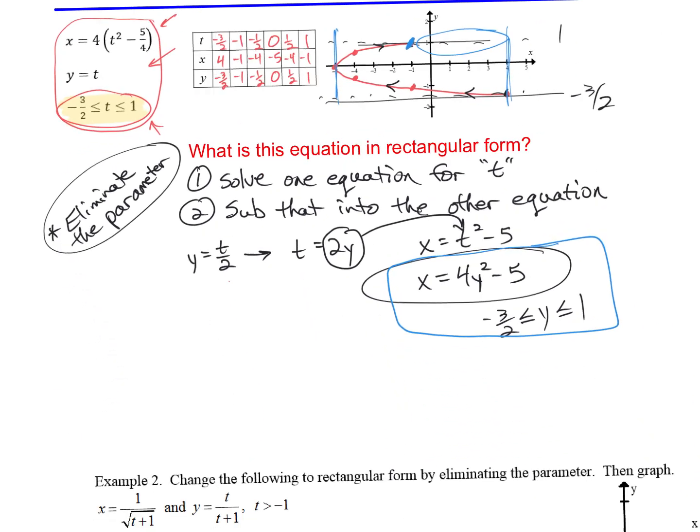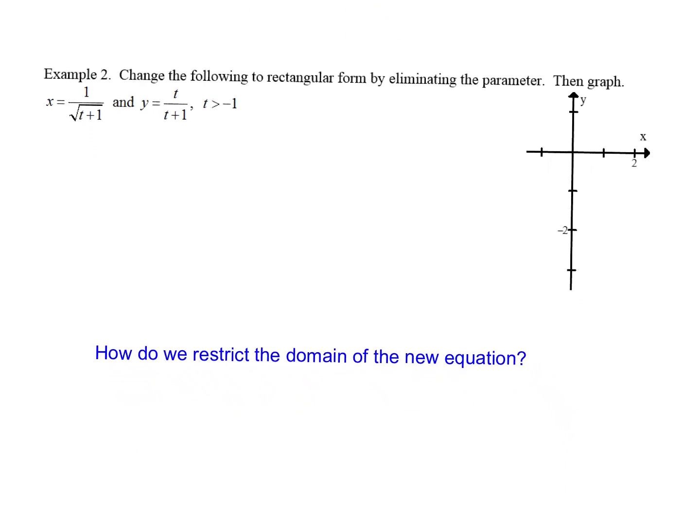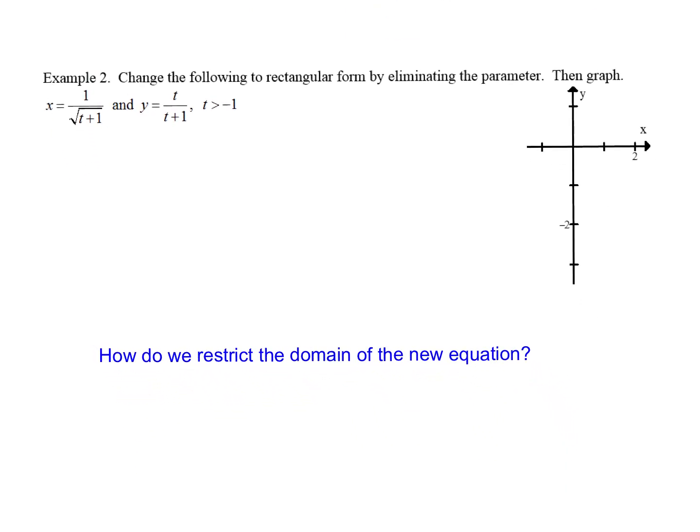Okay, so that being said, let's move on to example 2 then. It says change the following to rectangular form by eliminating the parameter and then graph it. So change it to rectangular. What should we do then?